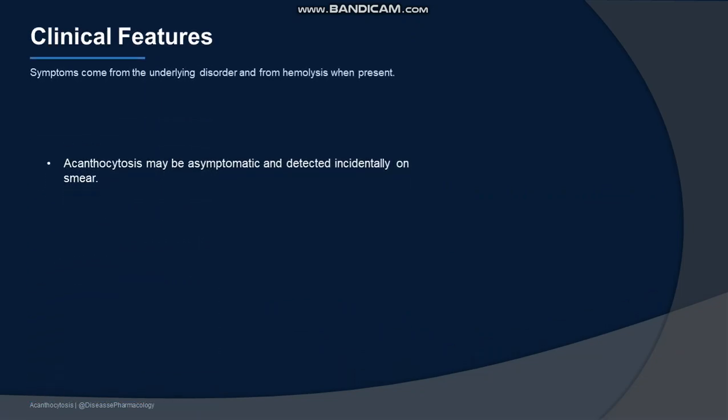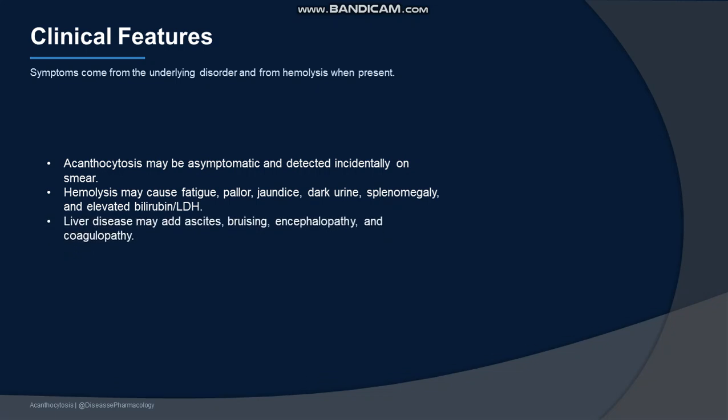Clinical features, that is very important. Acanthocytosis may be asymptomatic. Hemolysis may cause fatigue, pallor, jaundice, dark urine, splenomegaly, and elevated bilirubin. Liver disease may add ascites, bruising, encephalopathy, and coagulopathy.